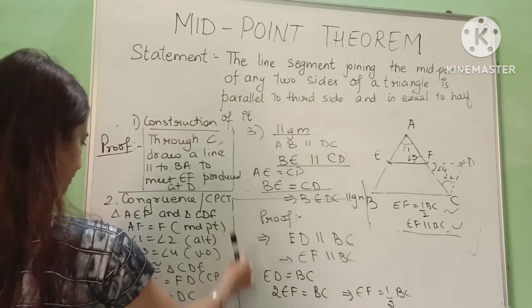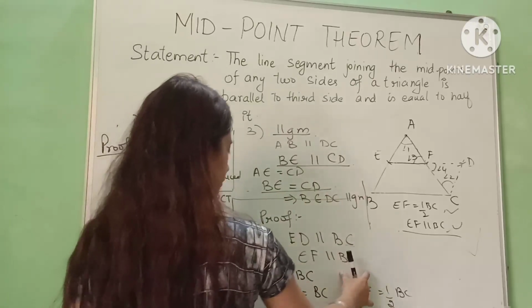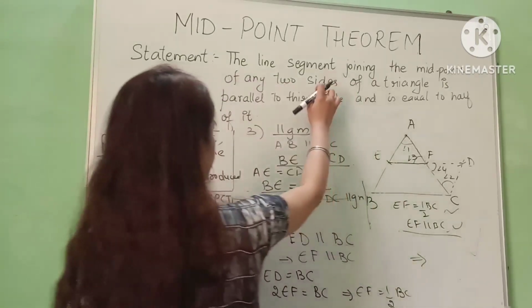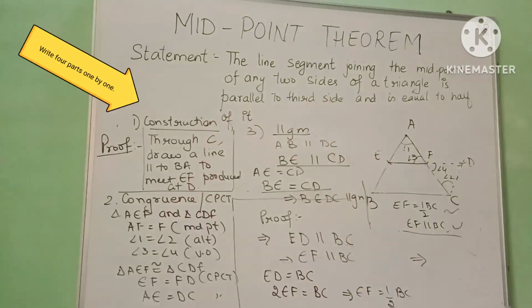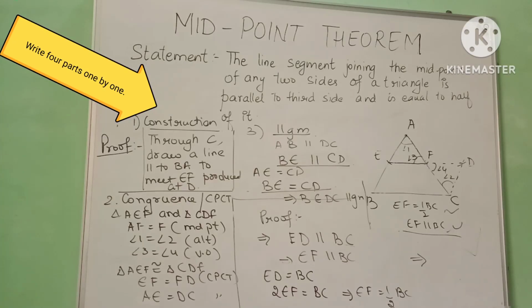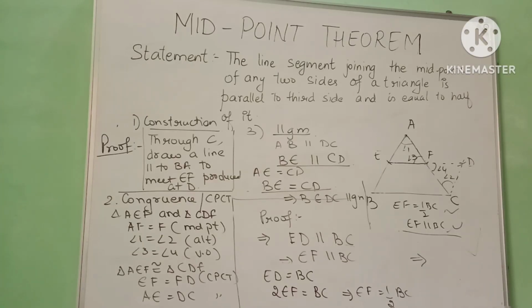So basically the whole midpoint theorem is divided into 4 parts. First is construction, then do the congruency and CPCT. Then after the congruency is done, parallelogram, and after that your proof statement. So this is your whole midpoint theorem.